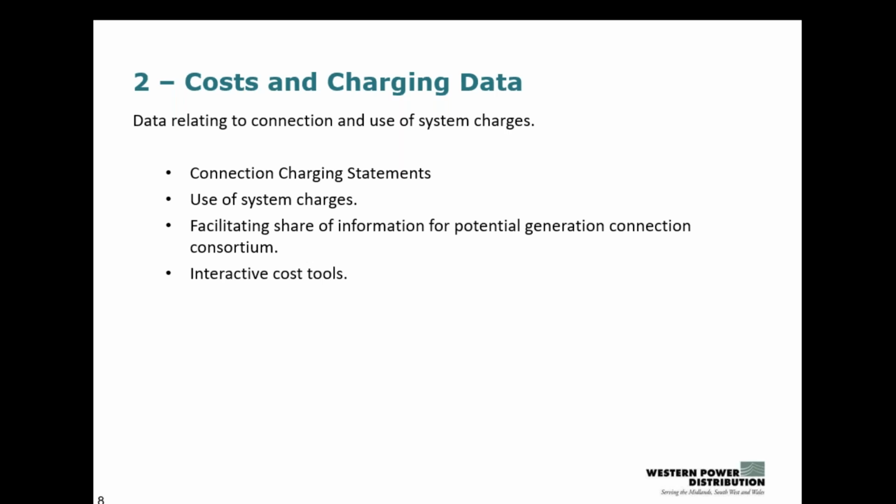Secondly, costs and charging. This is a sharing of data relating to connection and use of system charges, where you will find connection charging statements. These statements cover terms and conditions relating to new connections and alterations, including generation. Use of system charges. Here you will find data and information for electric suppliers and other major users with regards to the use of our system, metering, etc.